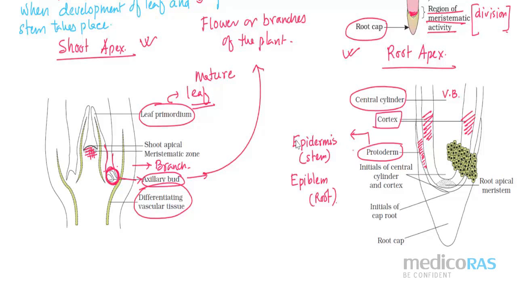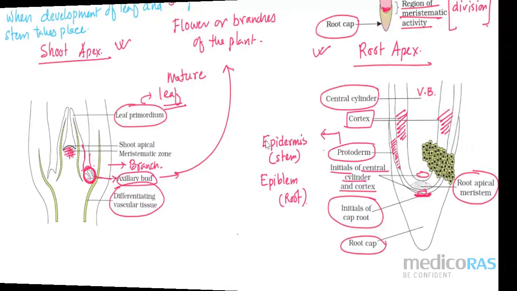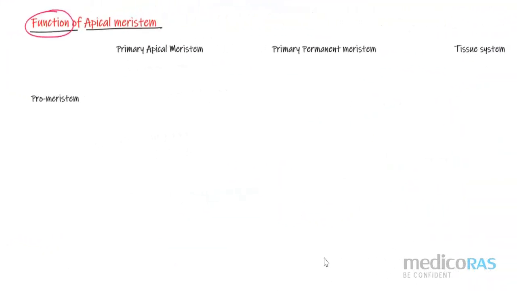Again, we have some initials of the central cylinder and the cortex. That means from this particular zone only we can get initial cells for the central cylinder, and this particular zone only can give rise to the cortex. Below this area we have root cap initials as well, and these ultimately give rise to the root cap, and this particular zone is responsible for the root apical meristem. Now let's check the functions of apical meristem.